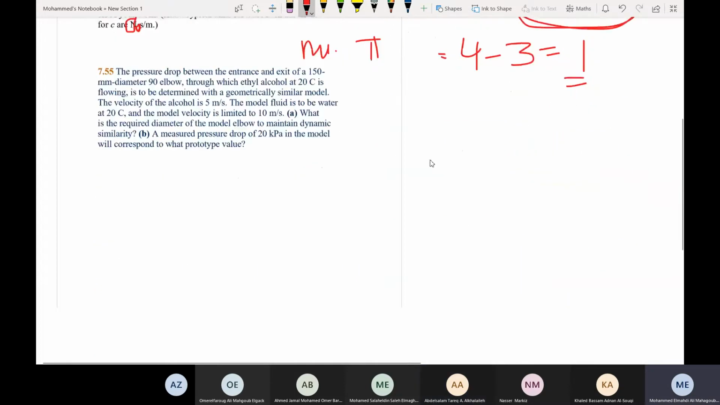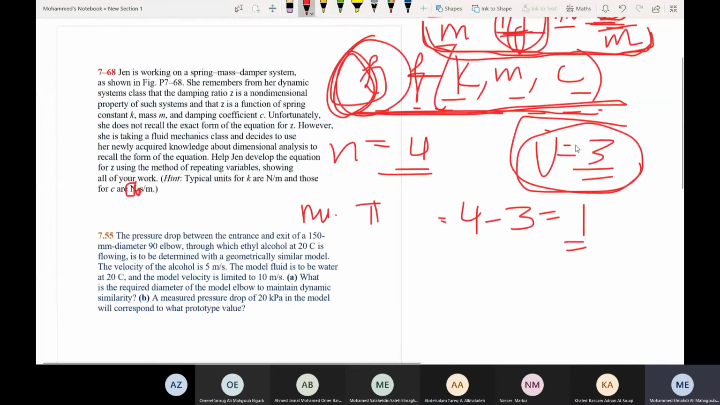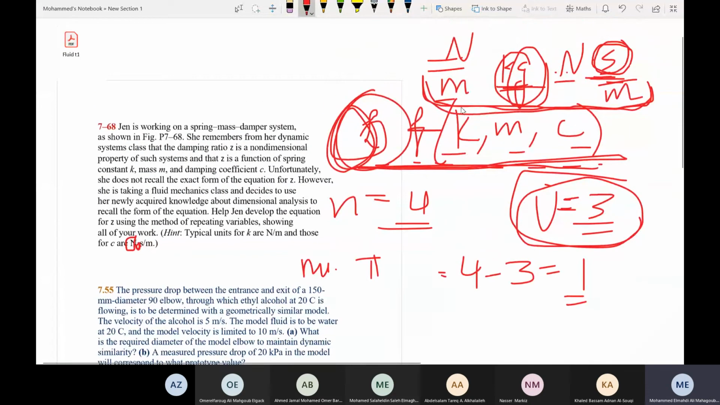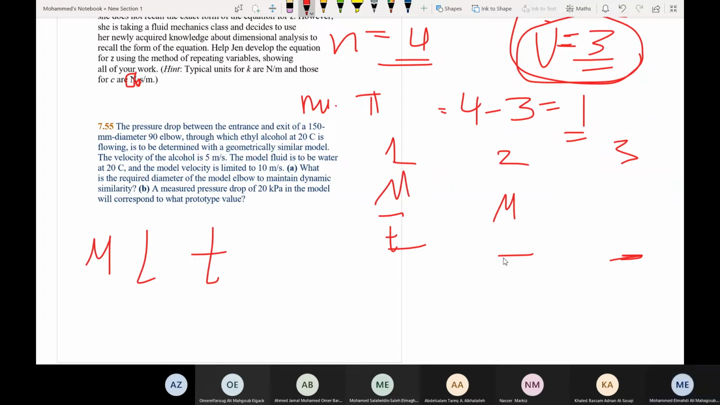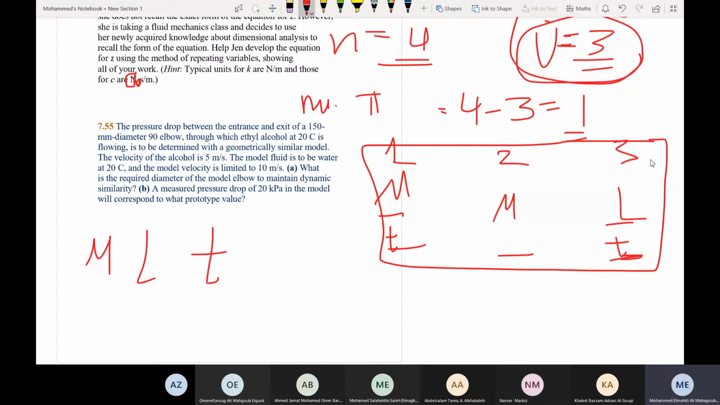Okay, so the three parameters that you choose, we are supposed to choose three parameters according to the number of dimensions. Let's say I will use the dimensions M, L, T. So, for example, 1 was M over T, 2 was M, and 3 was L over T. This is a good choice because if you manipulate this however you want, it is impossible to get a pi, since a pi must be dimensionless.